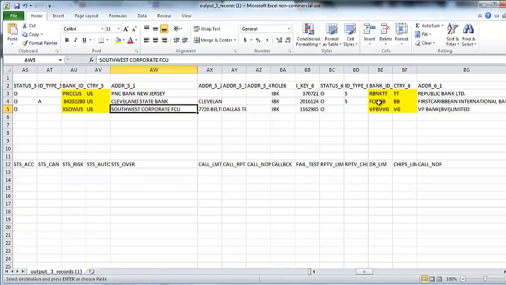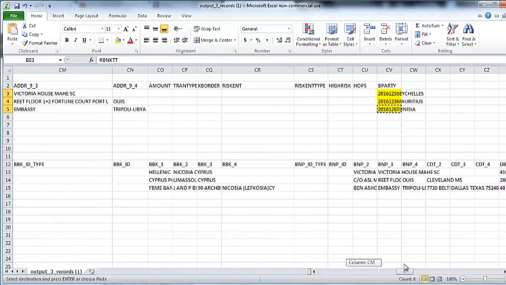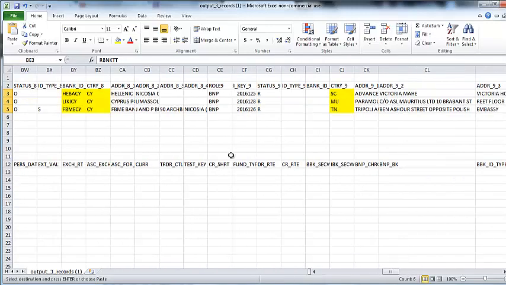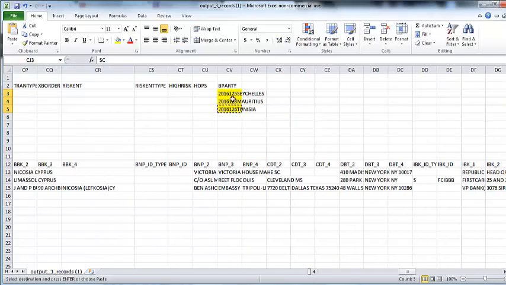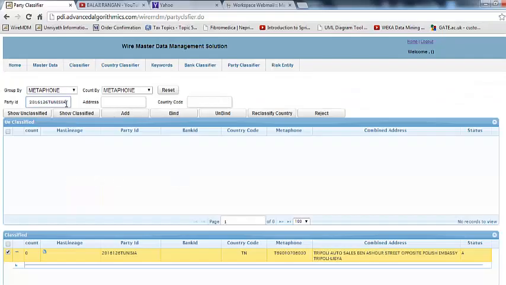Look at the intermediate banks. These are nested banks and IDs have been derived. For the intermediate bank as well as for the Benny bank, which is right here, countries have been derived for the parties and Benny party IDs have been assigned. We can look for the Benny parties in the party classifier screen.